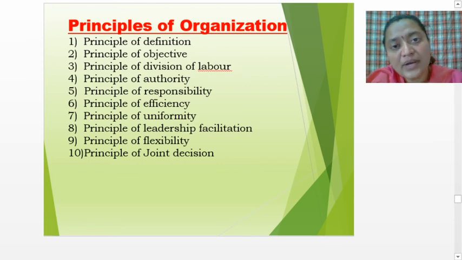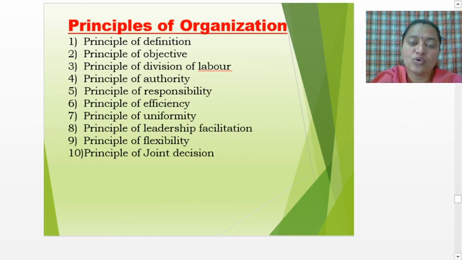Flexibility means what? Some kind of changes can be brought in the organization. Here the organization will not run with the same routine pattern. Apart from that, some new changes can be brought in the company. Changes means what? Like suppose a new machine is brought in the organization, how those changes can be brought. Then principle of joint decision.